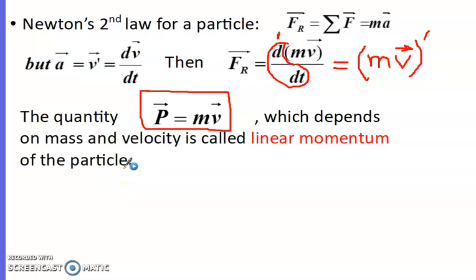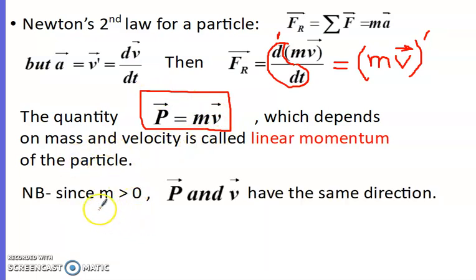Okay? So what is the linear momentum of a particle? Linear momentum, P equals mv. So it's the quantity of motion which depends on the mass of the body and its velocity. Okay? But you know that mass here in school is always constant and positive. This means that the two vectors P and V have the same direction. Any problem?